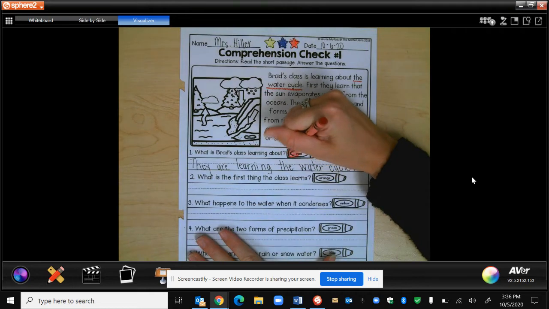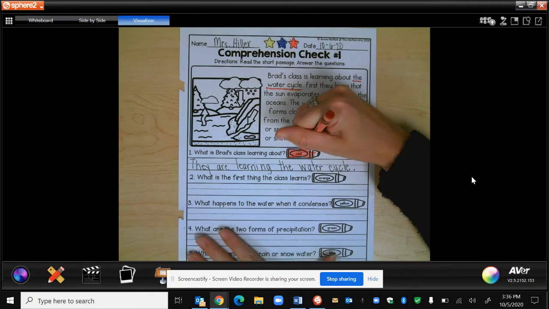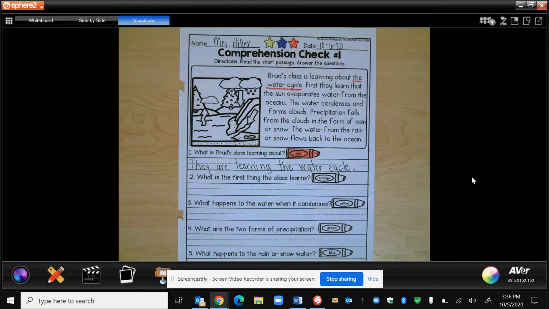I'm going to color this red so we know that was the red question. And the reason I'm doing this, you guys are in 2nd grade now. We have to start writing complete sentences, right? So if we have time to and we're doing it, we got to do it. So notice I have a capital, I have a period, and it's a complete thought. They are learning the water cycle.